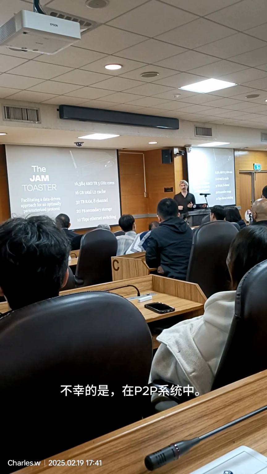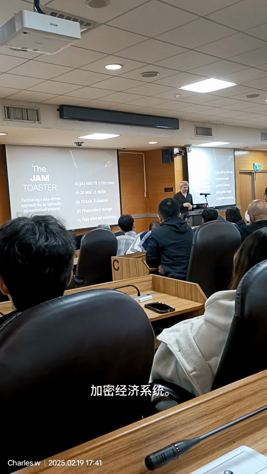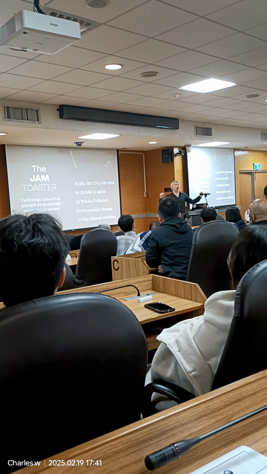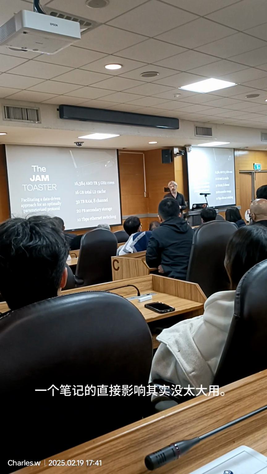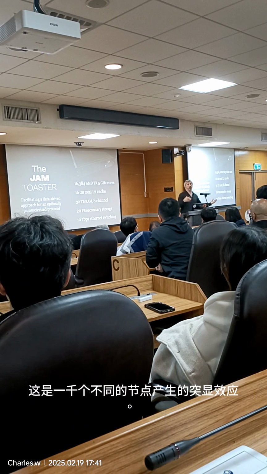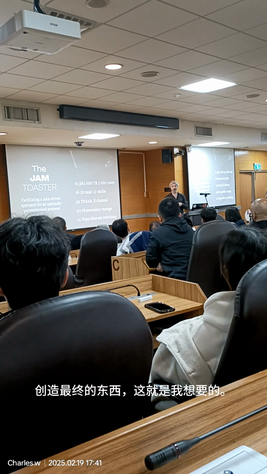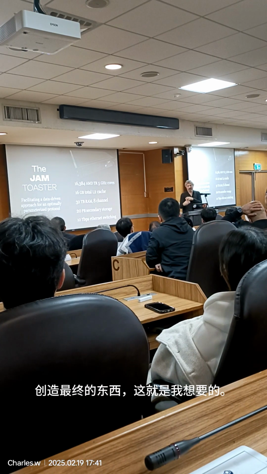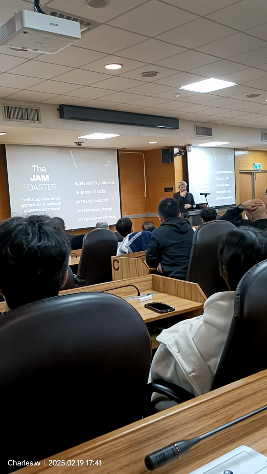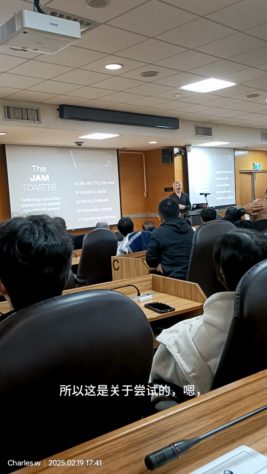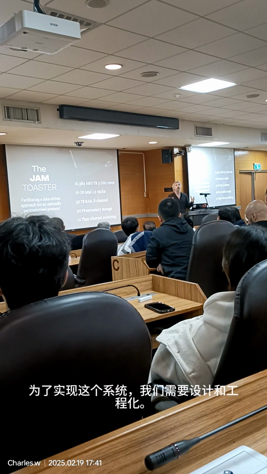Unfortunately, with peer-to-peer systems, with actually decentralized, proper, crypto-economic systems, the two things are not linked anymore. What we're counting on is the emergent effect. The direct effect of a node is kind of useless. It's the emergent effect of 1,000 different nodes all interacting with each other that creates the final thing that is what I want to happen, which is a distributed, decentralized computer. One node on its own doesn't give me that. And so this is about attempting to engineer this emergent effect.